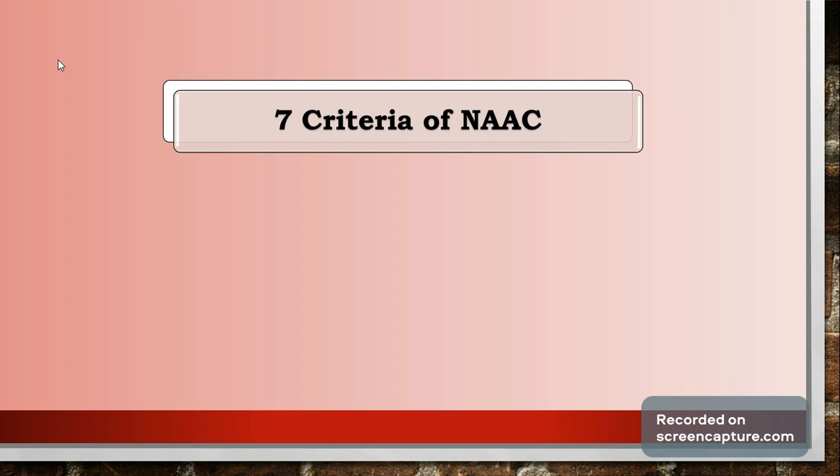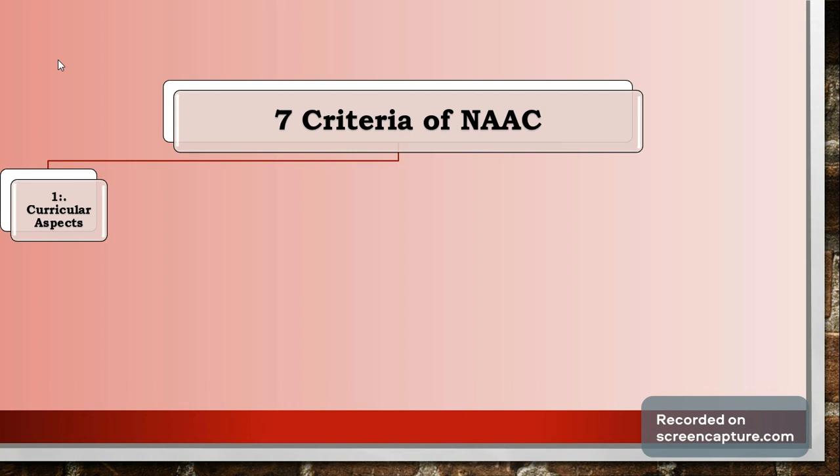In the framework, not only the academic and administrative aspects of institutional functioning, but also emerging issues have been included. So these 7 criteria serve as a basis for assessment of a higher education institution by NAAC. We will now discuss all these 7 criteria point-wise. Talking about the first criterion, that is related to curricular aspects. So this is the first criterion.